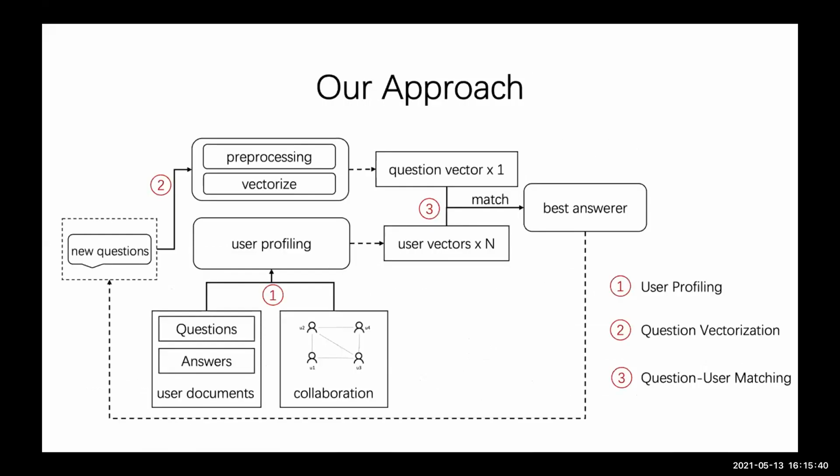And now let's talk about our approach. This is the framework of our approach. As we can see, there are 3 steps. Step 1, user profiling and vectorizing based on the community data. Step 2, we need to pre-process the new question and vectorize it.